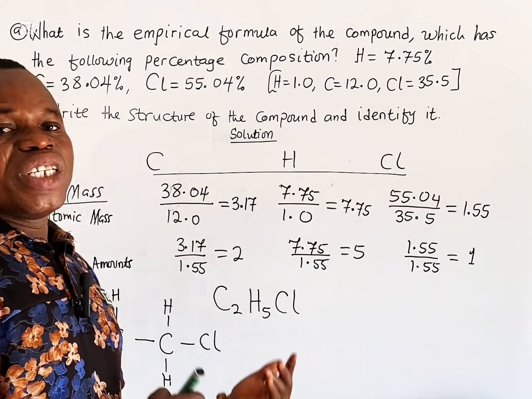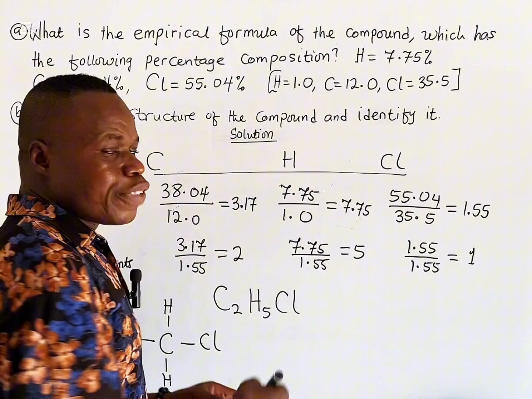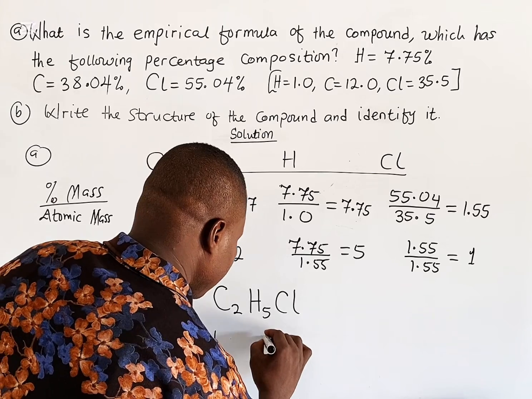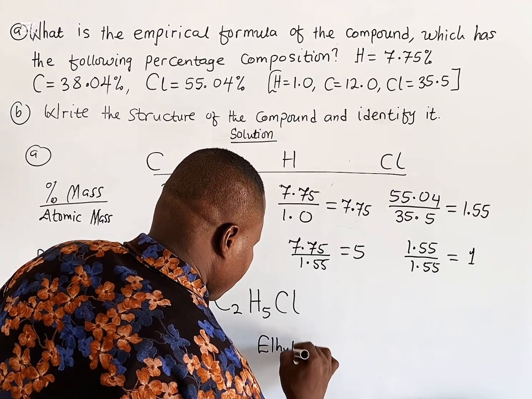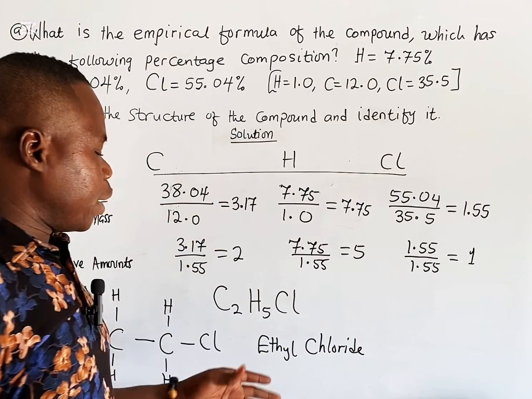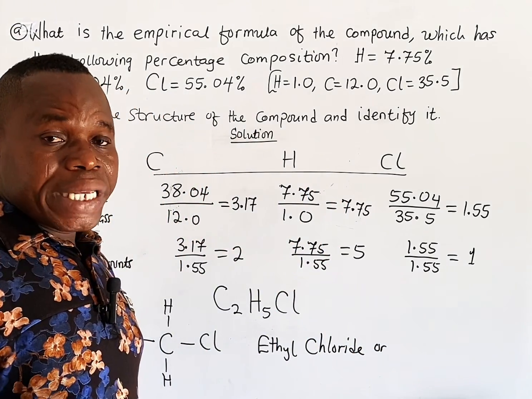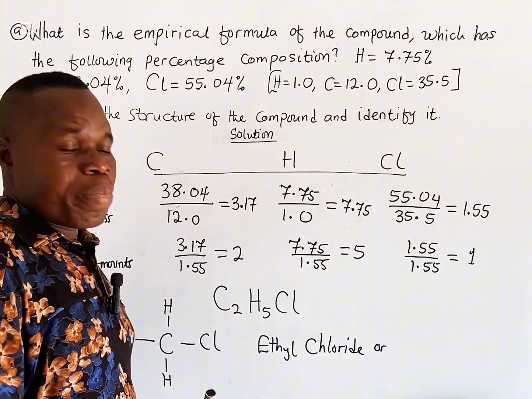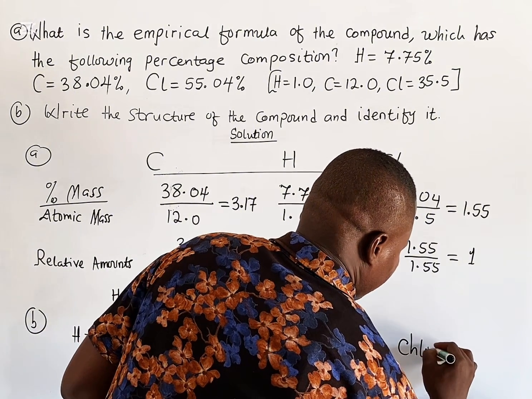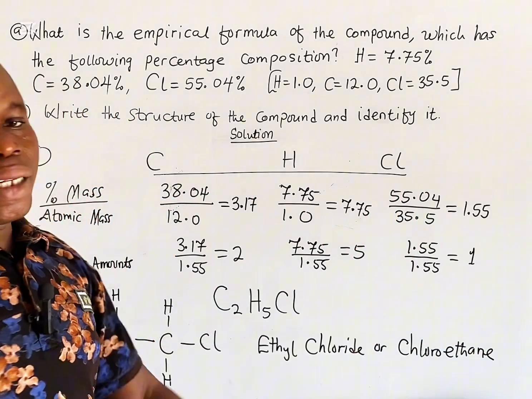Identify it means we should name the compound. And this compound, if you take C2H5, it is something they call ethyl. So you can name this compound as ethyl, and you add the chlorine, and the chlorine you write as chloride. Either you call it ethyl chloride, or you can also name it as chloroethane because of the C2H5. So we can say that the name is chloroethane, and that is the name for the compound.